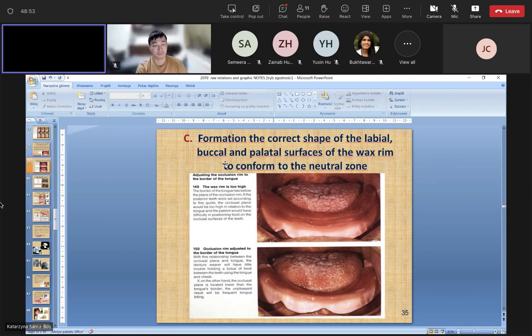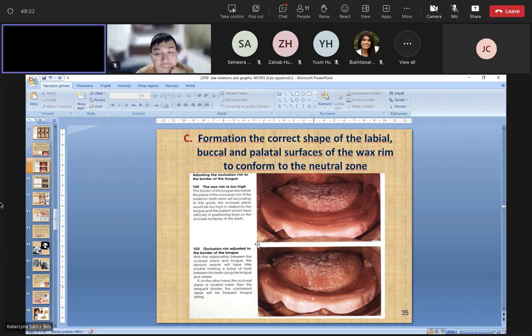If the posterior teeth were set according to this guide, the occlusal plane would be too high in relation to the tongue, and the patient would have difficulty positioning food on the occlusal surface of the teeth. At the bottom of this picture, the occlusal rim is adjusted to the border of the tongue. The denture wearer will have little trouble holding a bolus of food between the teeth using the tongue and cheek.